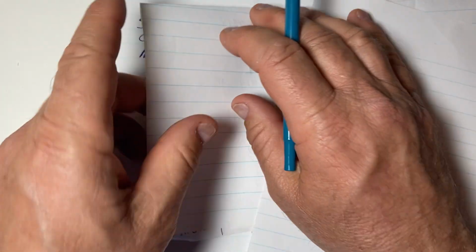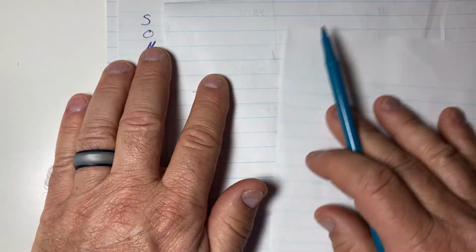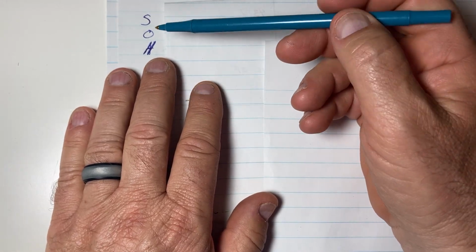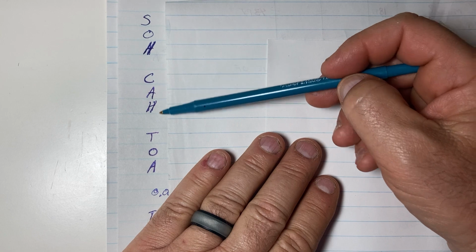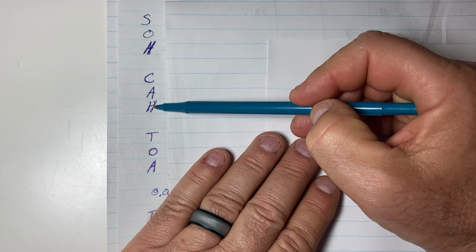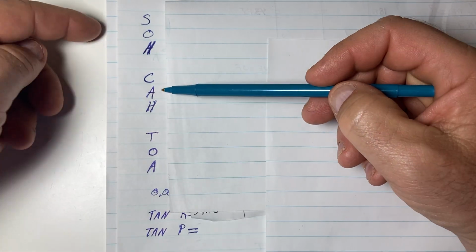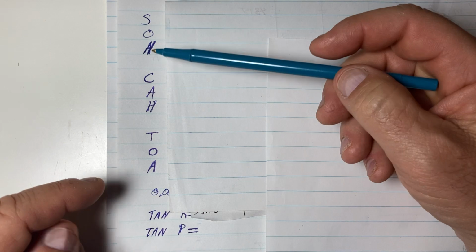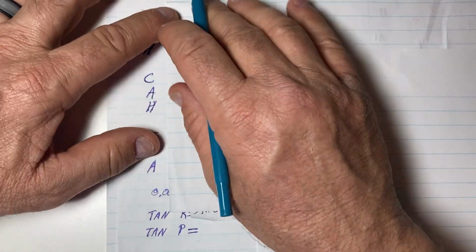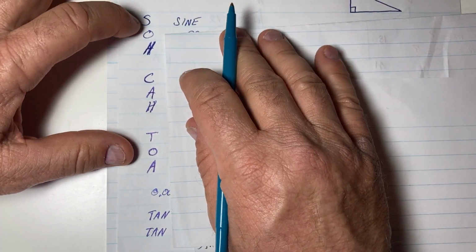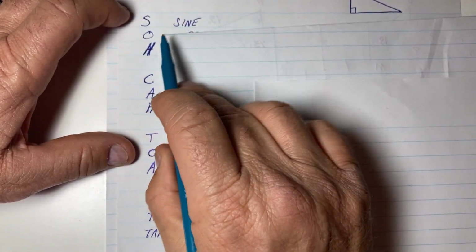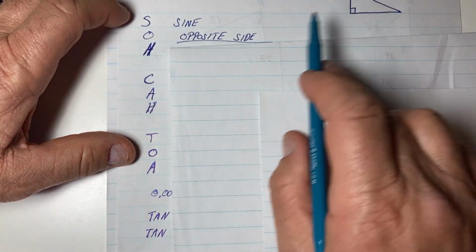So I'm going to show you something for trigonometric ratios. It's SOHCAHTOA. This mnemonic device, that acronym, SOHCAHTOA. Let me explain what this is for trigonometric ratio first. S is for sine. O is the opposite side of the triangle. Right triangle, has to be right triangle.